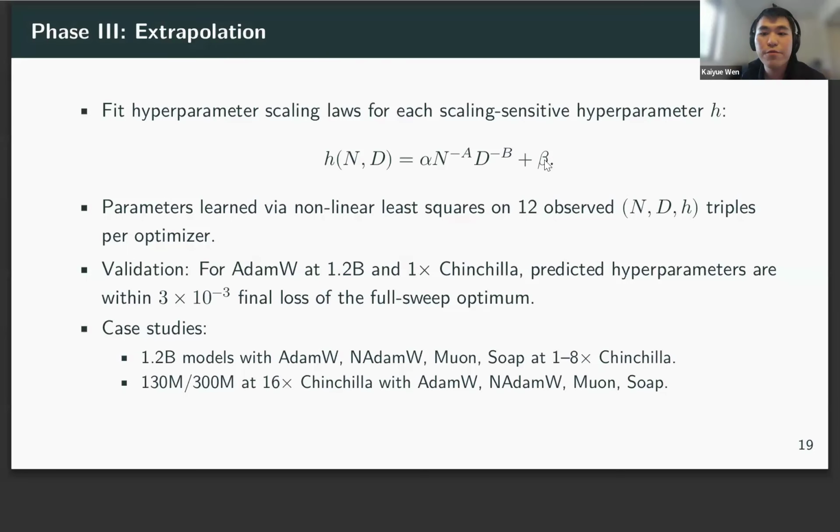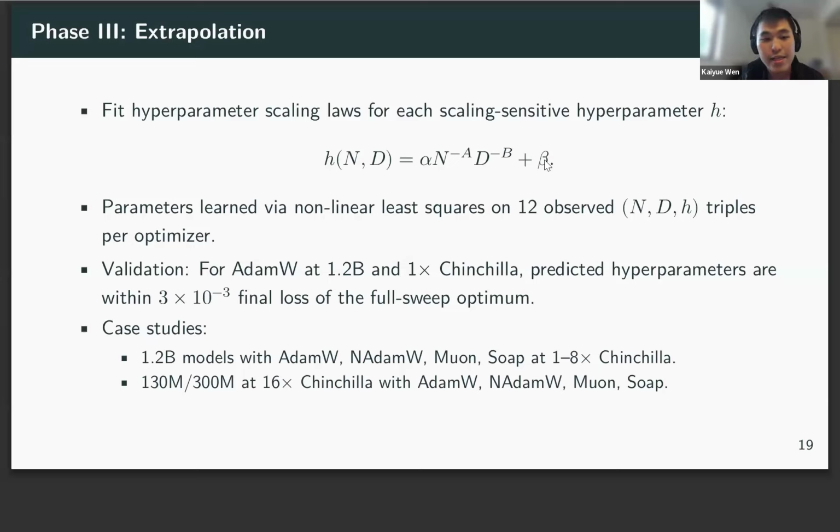In our final phase, we do a hyperparameter scaling law for the hyperparameters we found in the first two phases. The inputs of the scaling law are the data amount and the model size. We fit roughly a power law for every scale-sensitive hyperparameter on the observed triples per optimizer, and we extrapolate this by just putting in numbers like a 1.2B model and 1x Chinchilla.